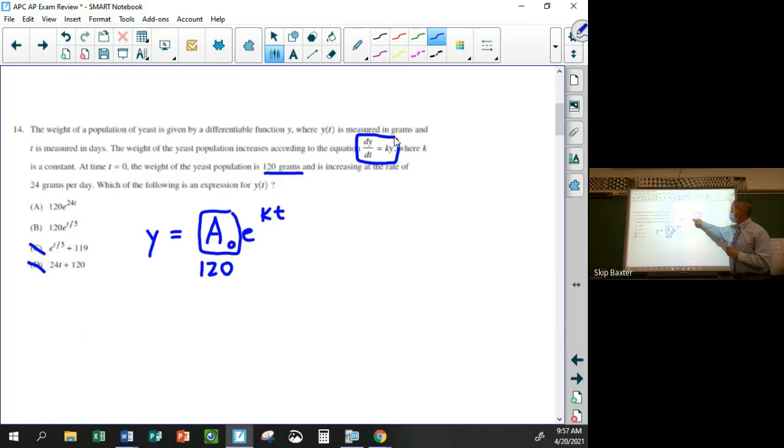It says that it's increasing at the rate of 24 grams per day. So what I did is, if you set it all up, you have y equals 120 e to the kt. But then you know that at t equals 0, the total population, which would be y, is 120, so you do 120 equals. If this is 0, then you get 120 no matter what K is. Do you know what I mean? Yeah.